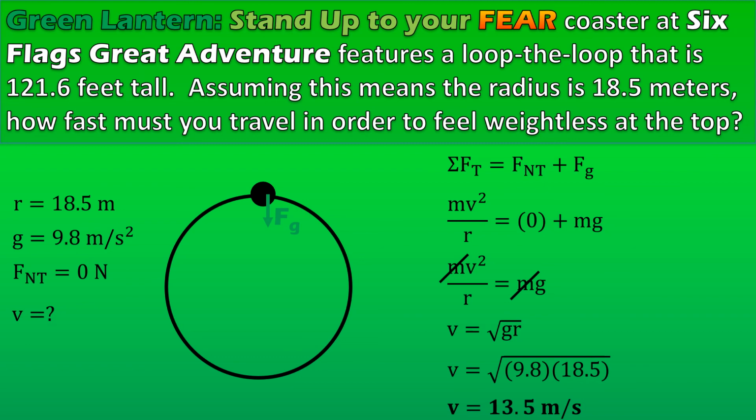And that's an important speed to know as a designer of roller coasters because you want to go faster than this, just slightly faster than this, so that you know that the riders aren't going to go backwards. Yeah, that would not be good if that was the case. So make sure that it's at least 13.5 meters per second.